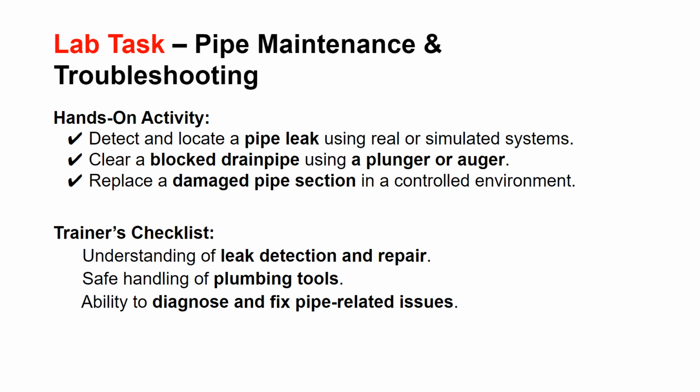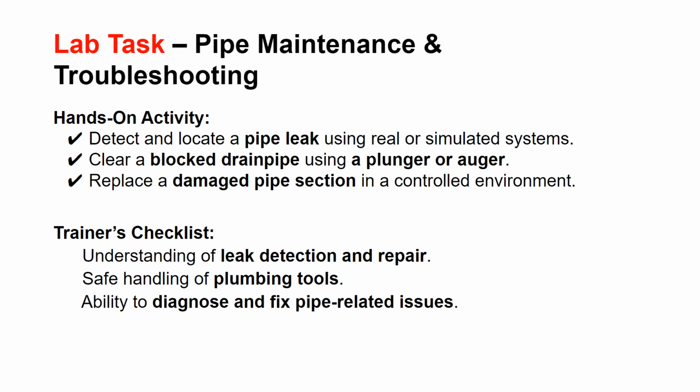Clear a simulated pipe blockage. Use plungers, drain snakes, or other tools to safely clear a blockage. Work clean, work efficiently, restore flow. Diagnose low pressure in a test line. Trace the source of pressure loss. Is it a valve, a clog, a leak? Record your diagnosis and propose the solution.